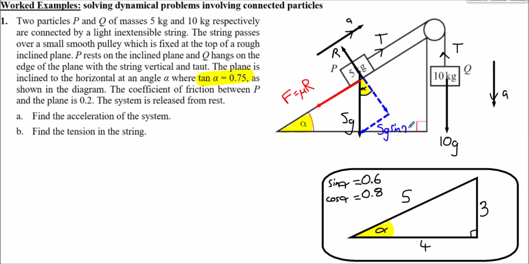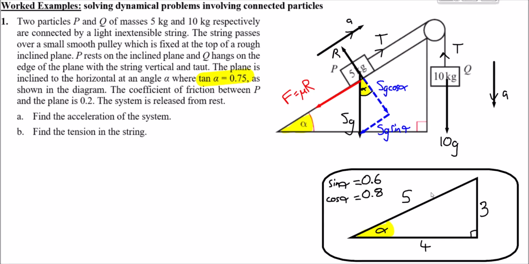So the component opposite to this angle will be 5g sine alpha. And the component going perpendicularly down will be 5g cosine alpha. So now we can resolve forces in any given direction. Because for particle P, the tension is in a direction parallel to the plane, it's best to take the resolving in this direction here, parallel.